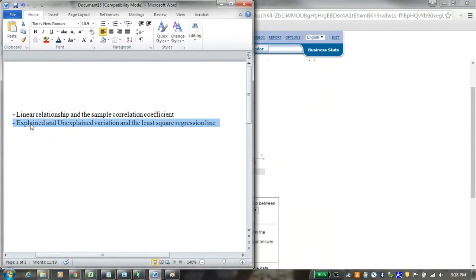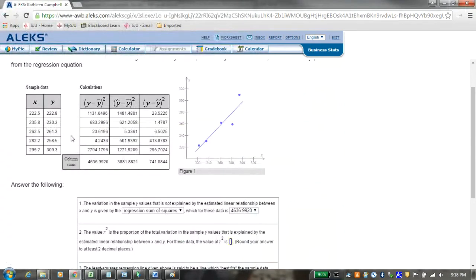Your explained variation is basically when you have sets of dots or sets of points on an x and y axis, the line that you try and draw through it is the explained variability. And we're trying to look at explained versus unexplained. So before we look at the problem, let's look at this output.